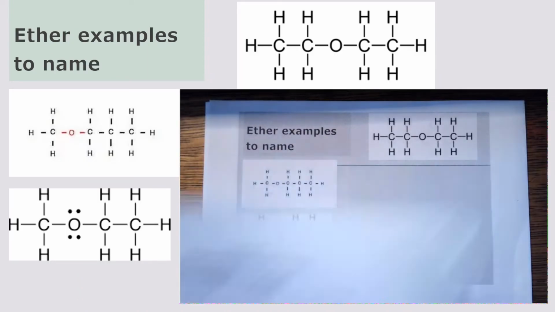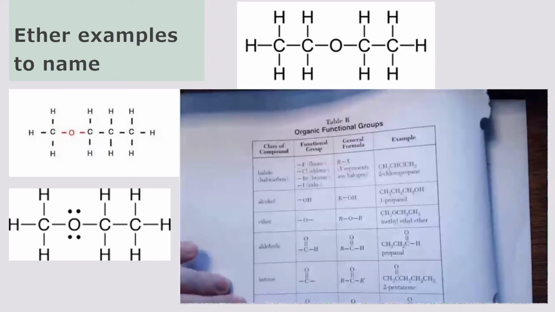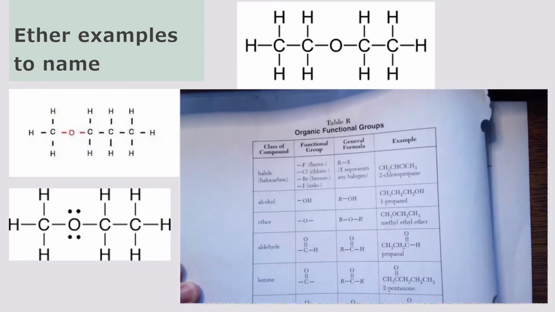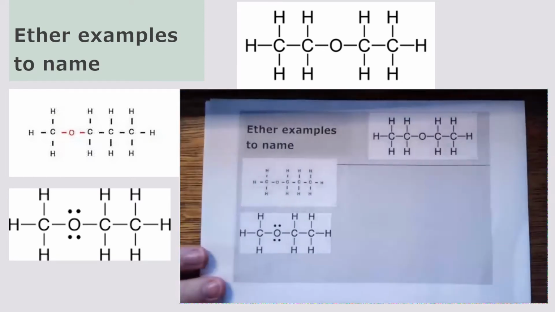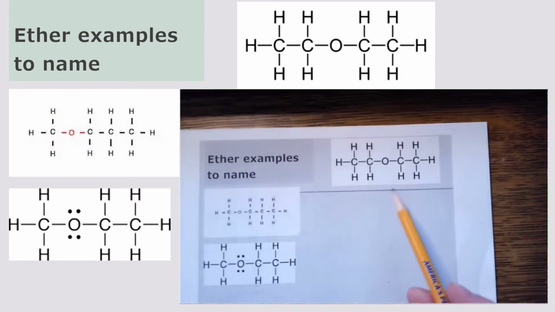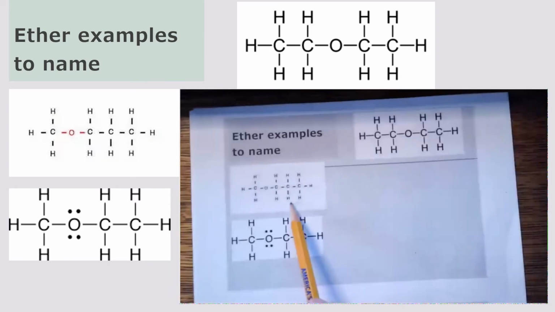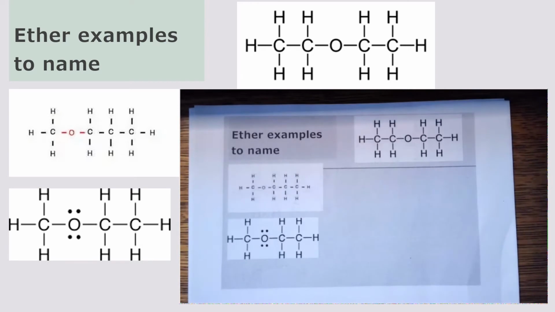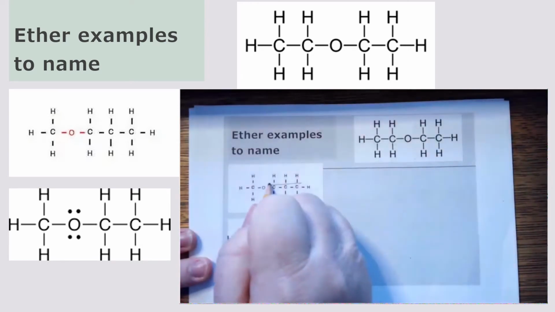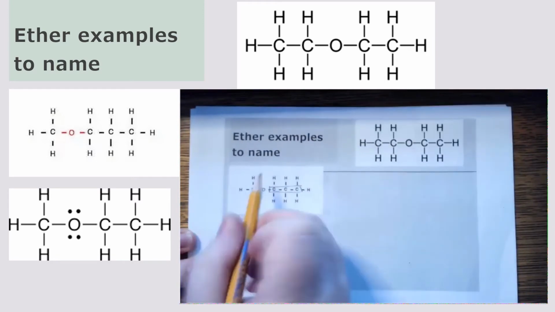All right, so we're going to name some ethers. What I want you to see right here is I have methyl, ethyl, and then ether at the end. So I have to use that information to help me name it. So let's do this one first. I'm looking for carbon-carbon chains. Okay, so carbon-carbon chain broken up by an oxygen.